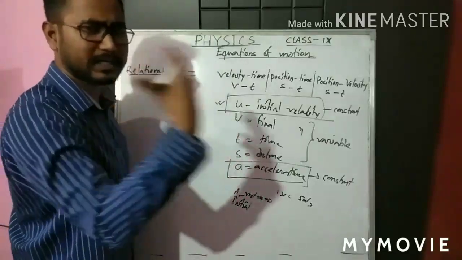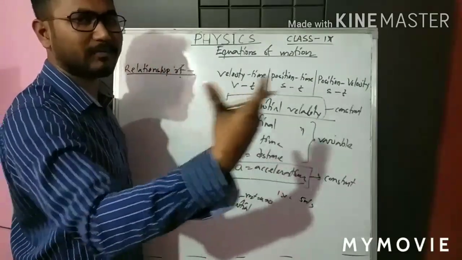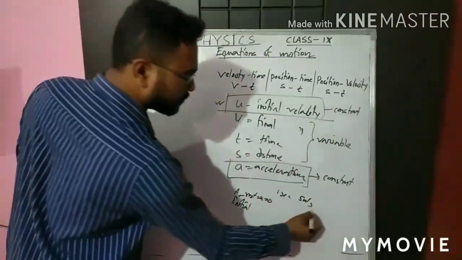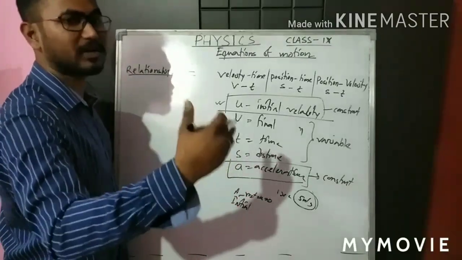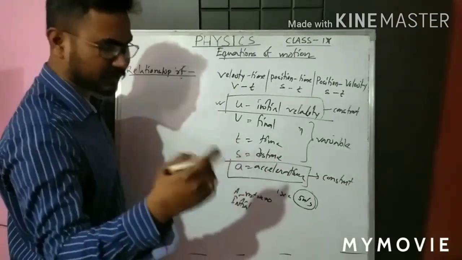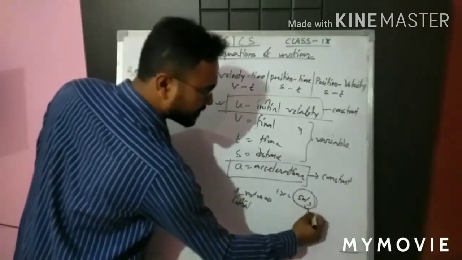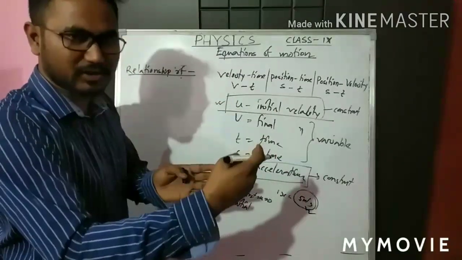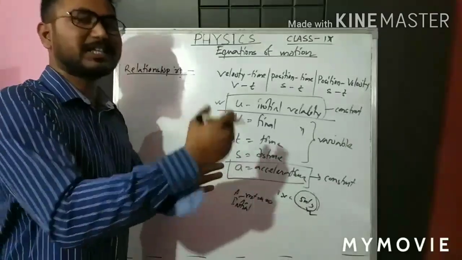Third second also it increases by 5 meter per second, and the fourth second also by 5 meter per second. That means in every second the increase is fixed, that is 5 meter per second, right? I am talking about how much the velocity is increasing in each and every second, that is 5 meter per second, which is fixed each and every time.